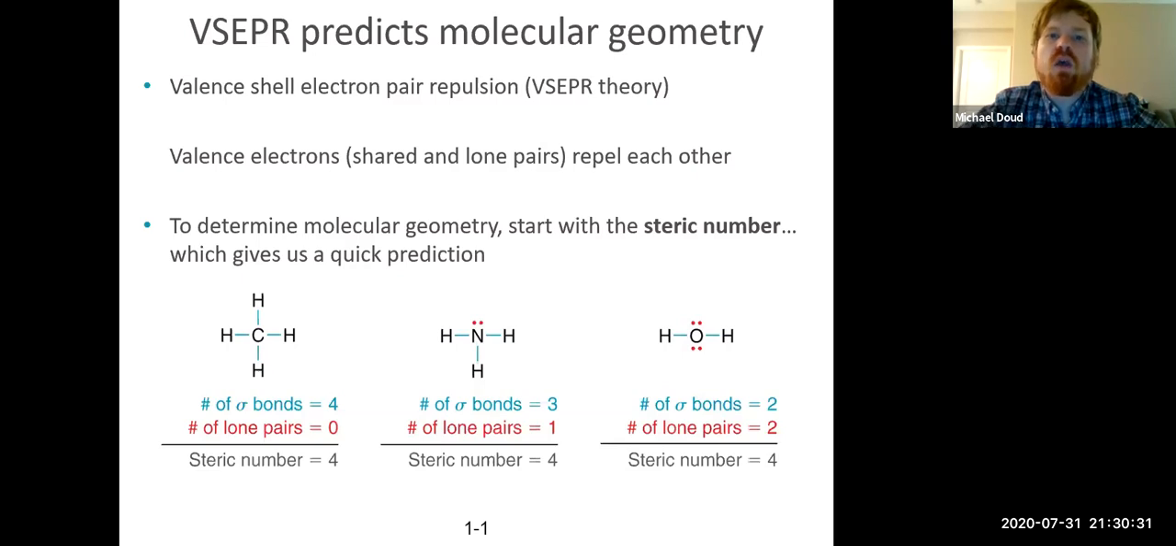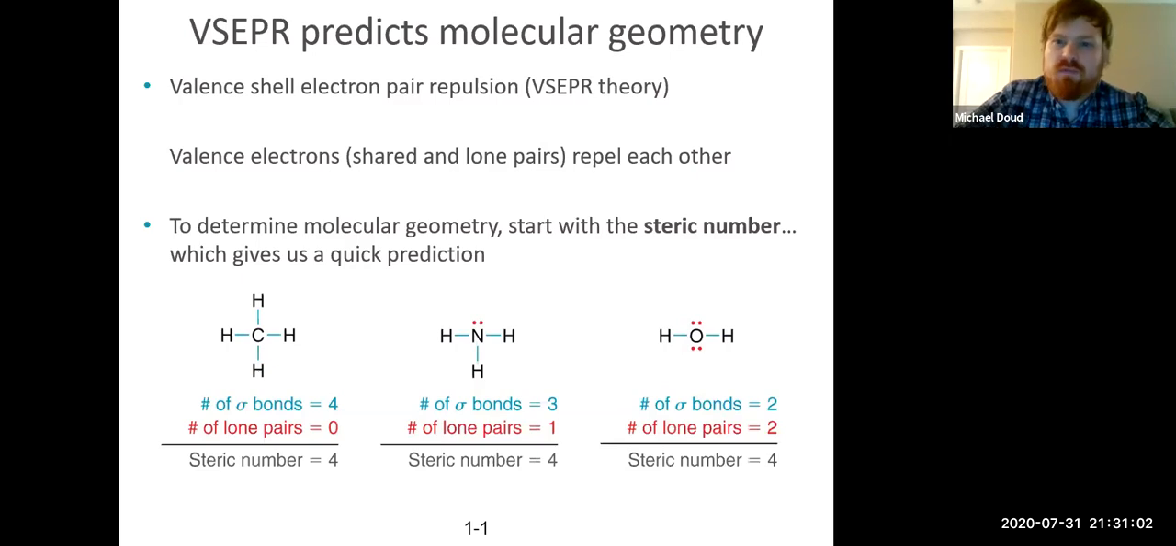All right, so that brings us to valence shell electron pair repulsion theory, or VSEPR theory is how I usually call it. Basically, this valence shell electron pair, the valence shell could either be a shared pair of electrons, so a bond, or a lone pair of electrons. And the idea is basically these bonds or these lone pairs are collections of electrons, and electrons are negatively charged, so they're going to repel each other.